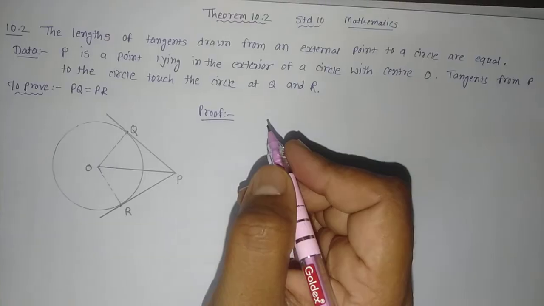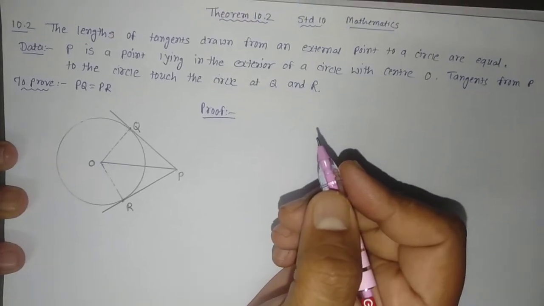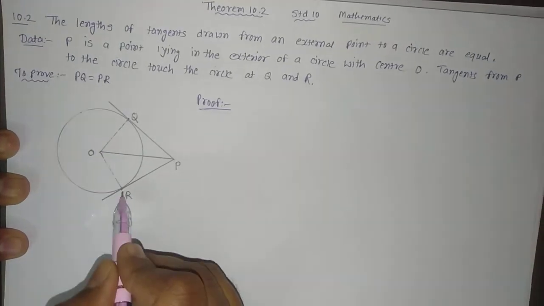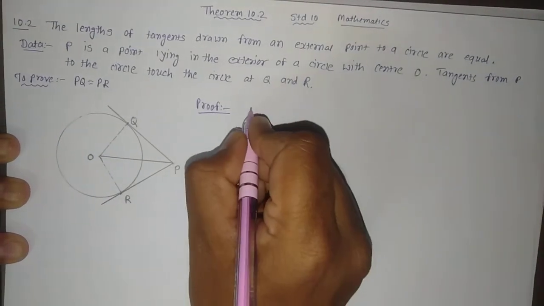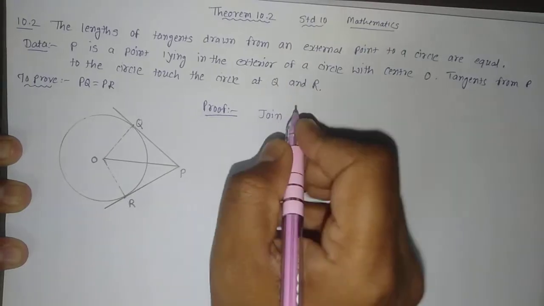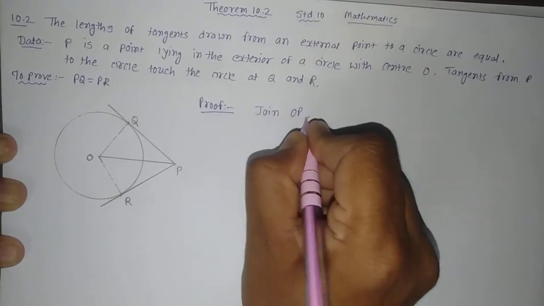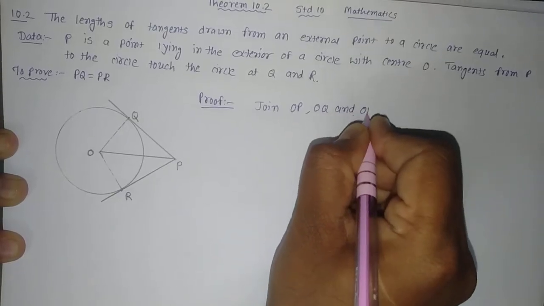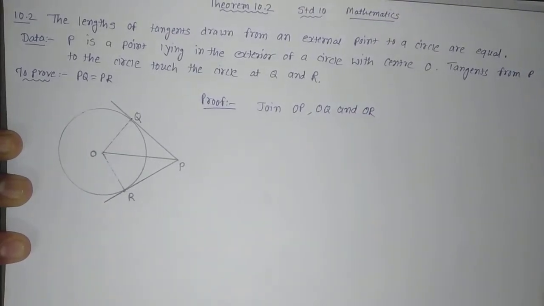In the proof, what do we do? First of all, we will join OP, OQ and OR. This is already done, but we'll write it. Join OP, OQ and OR. All three we have to join.